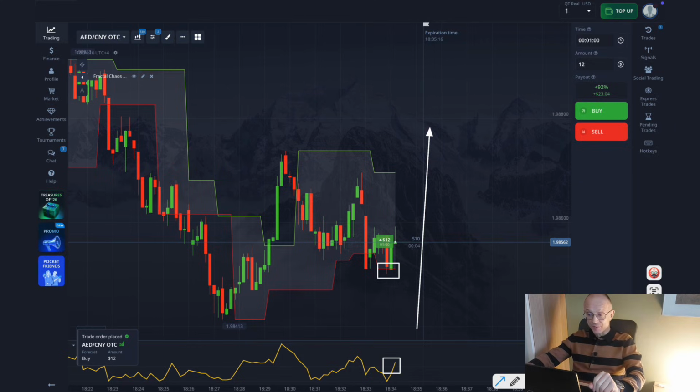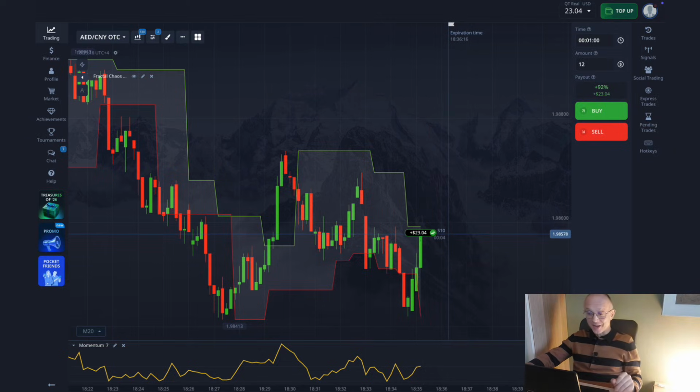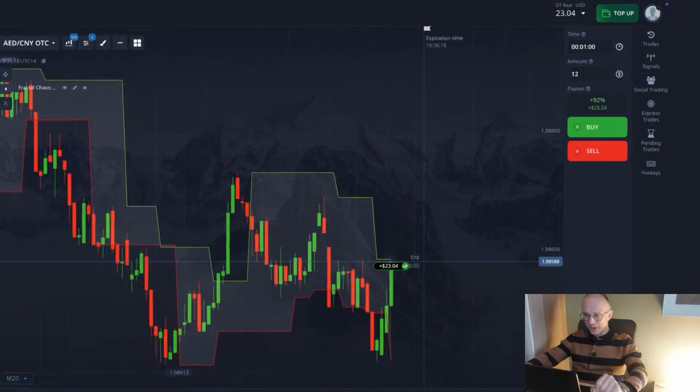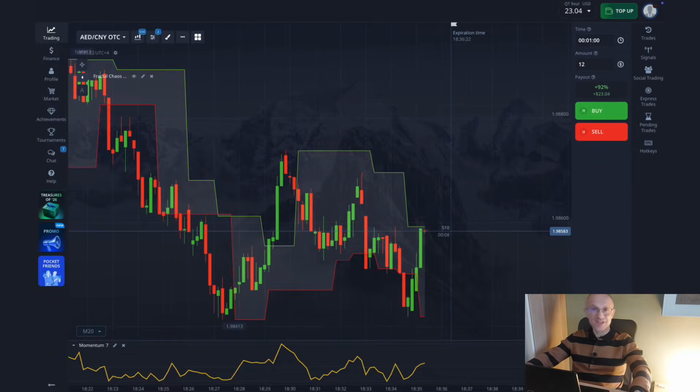When the reaction from the fractal chaos bands coincides with the signal from the momentum, the picture becomes complete and logical. The market is not just rebounding, but is actually shifting towards growth, forming a stable upward trend. And the start is confident. I'm locking in $11 in profit and continue analyzing the chart.